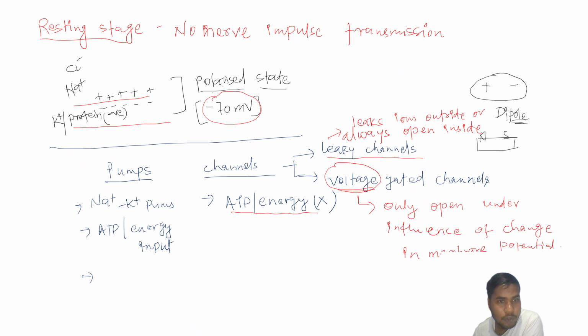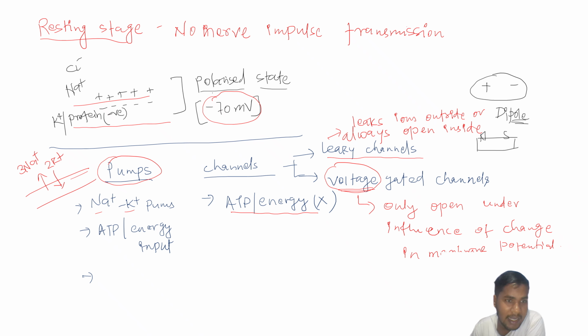Pumps are of two types, that is basically sodium potassium pumps, which are essentially carrying 3 sodium outside of the neuron membrane at the cost of 2 potassium inside of the neuron. That's why it is called the sodium potassium pump, because it is carrying 3 sodium outside and 2 potassium inside. It requires energy input, and overall its activity is essential for maintaining the polarized state of the membrane at resting stage.